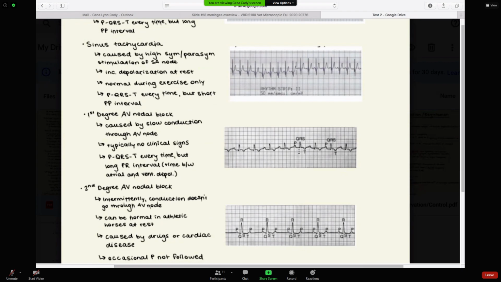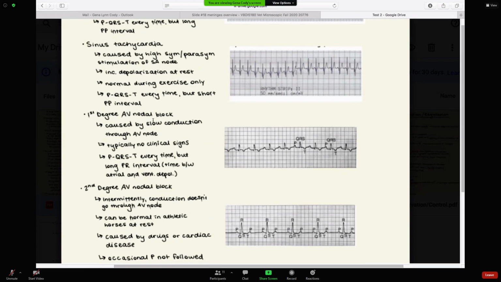I don't think on the test he's going to give you an EKG and ask, what does this dog have? But I imagine him asking, if a dog has a long PR interval, or a first degree AV nodal block, what will it look like on EKG? Or what disease does this reflect? That kind of thing. So don't stress too much about reading it, because he was even saying in class that even trained cardiologists sometimes mess this up.